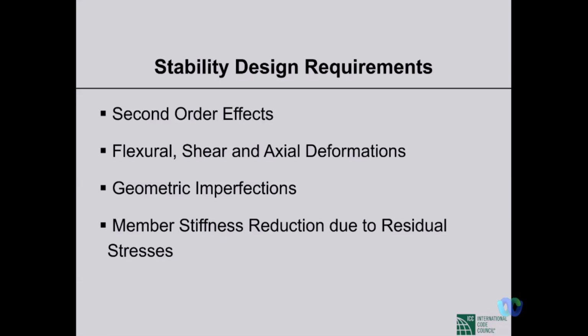Now, geometric imperfections. I think many of us are quite aware of these things. For example, a column may not be straight all through. There might be some geometric imperfections, or the flange or web may not be completely straight.